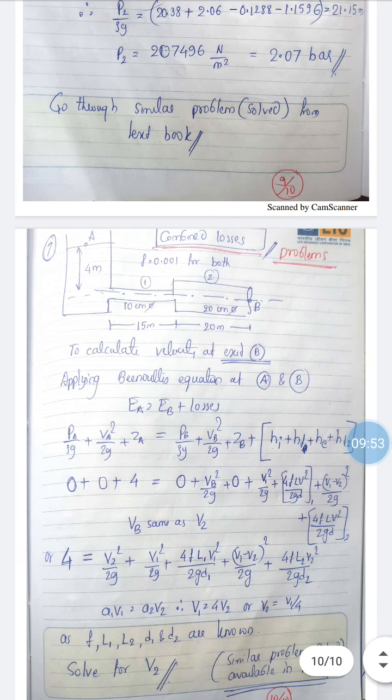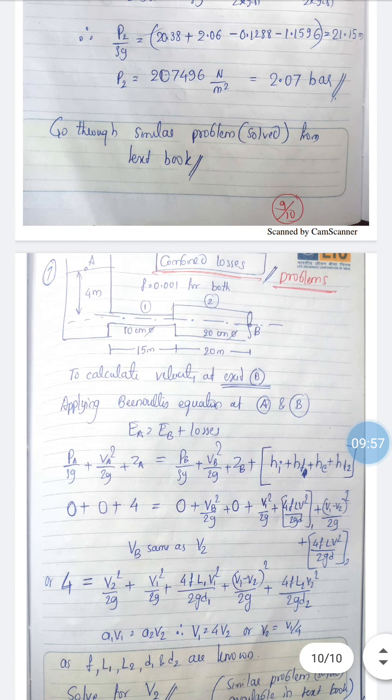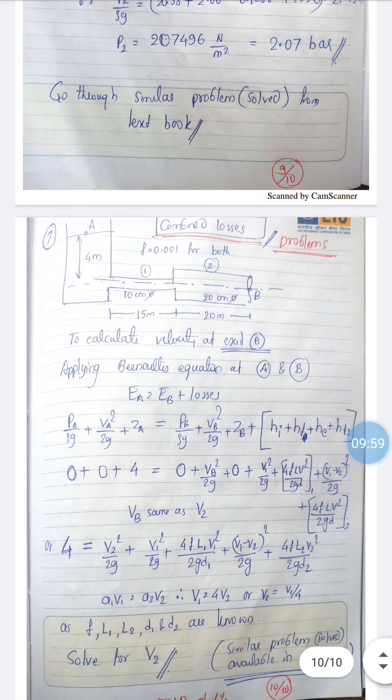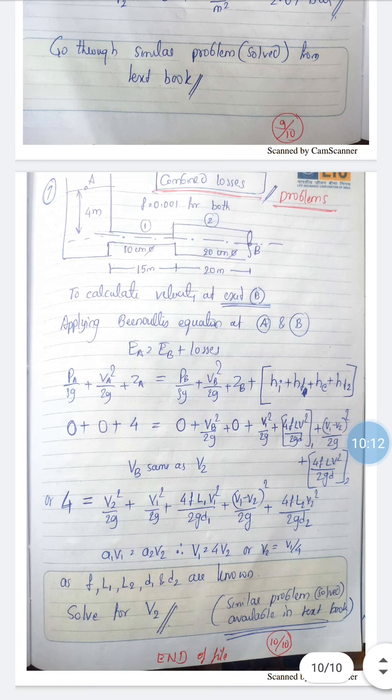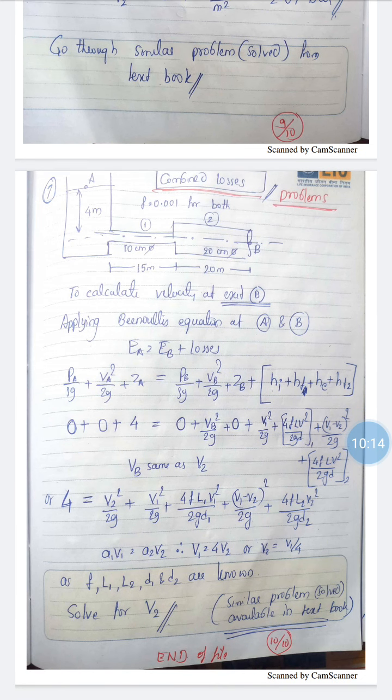And the height of water in the tank is around 4 meters. We are supposed to calculate the velocity of flow through the pipe. Here we have marked pipe 1 and pipe 2 as shown, and we have to solve this problem by considering both major and minor losses.